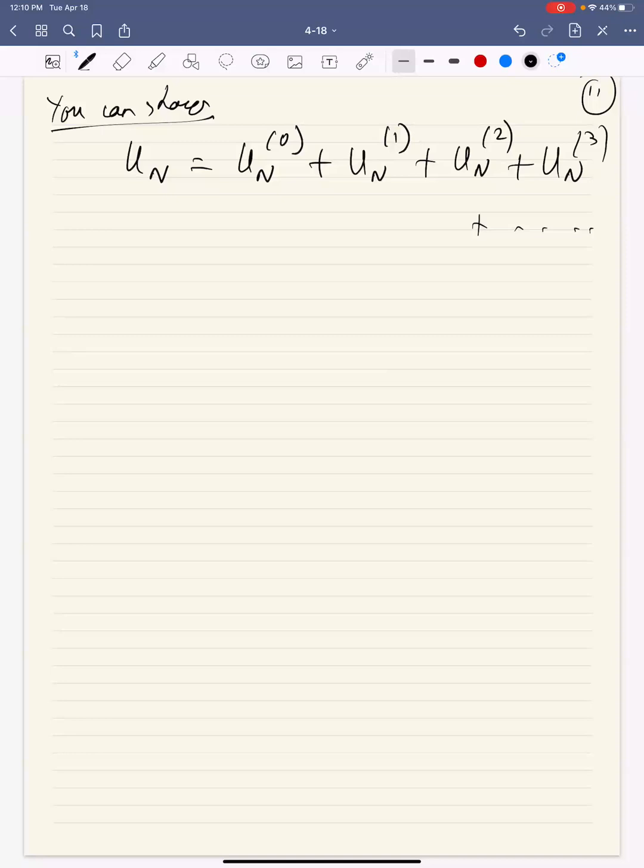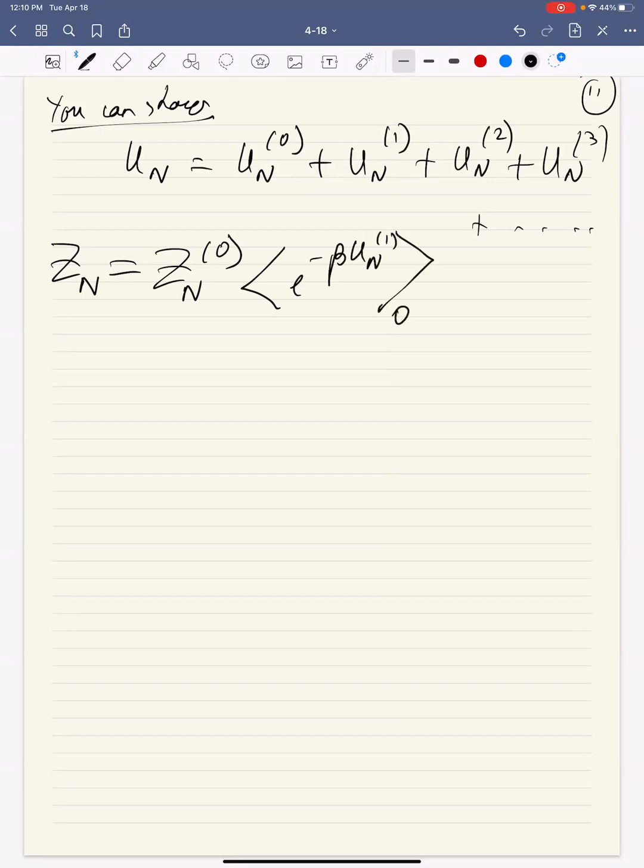Now you can show a relation which will look something like Zn is equal to Zn0 multiplied by e to the power minus beta UN1 calculated in 0. But now UN1 is very small, so you can actually do it, right? Multiplied by e to the power minus beta UN2 calculated in 1, so on and so forth. Why can we do that? Because it's a partition function, it's magical, right? It just partitions. This becomes a practical recipe.